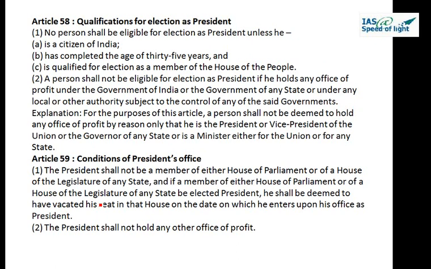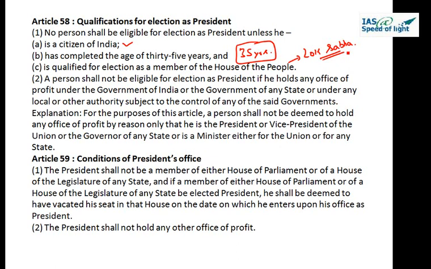Now coming to Article 58, it tells us about the qualifications a person should have for contesting the election of president. First, he should be a citizen of India and has completed the age of 35 years. So keep jotting down these little pieces of information. The age limit is minimum 35 years for a person to be president of India. He should be qualified for election as a member of the House of the People.